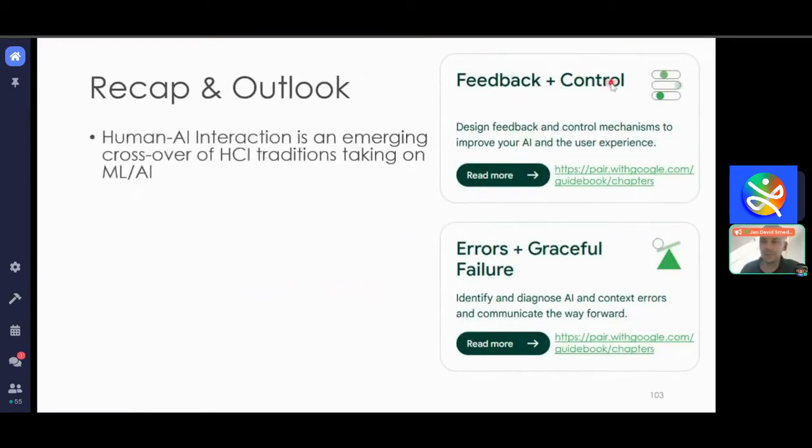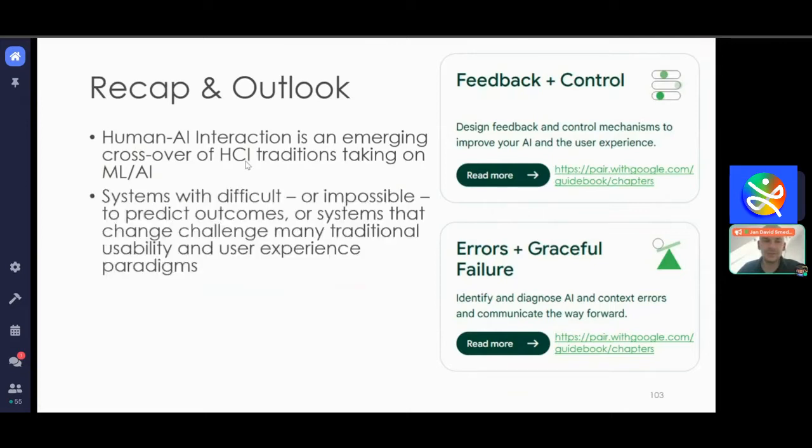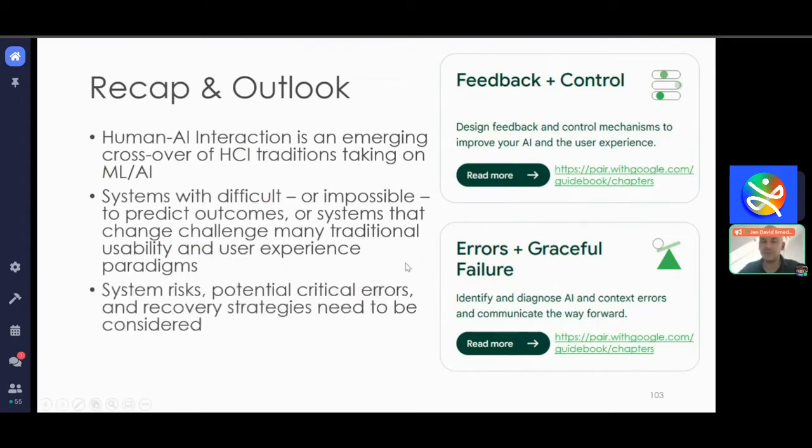So we spoke about both feedback and control, as well as errors and graceful failure or recovery. And again, here are pointers to the relevant guidebook, the one being written by the PAIR team at Google. We can observe human-AI interaction is an emerging crossover of HCI traditions, engaging with machine learning and AI. There are some definitions there in the beginning: systems with difficult or impossible to predict outcomes, or systems that challenge many traditional usability and user experience paradigms. We went into a lot of detail in the last session. And there are system risks, potentially critical errors, so recovery strategies or prevention strategies are really important.